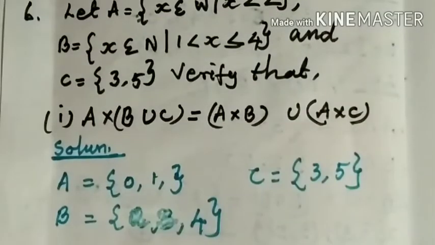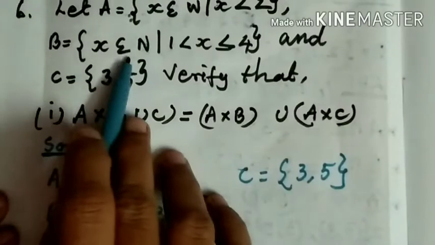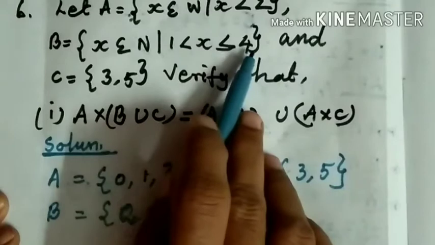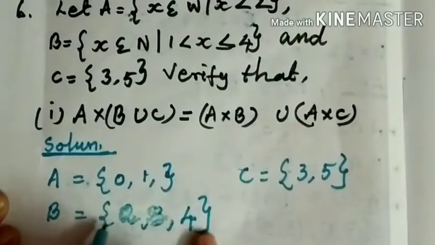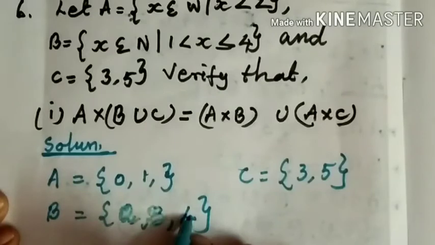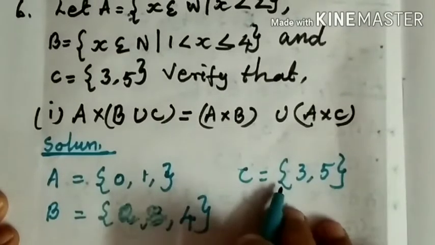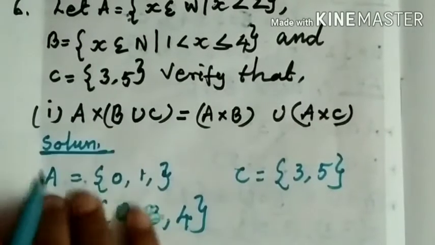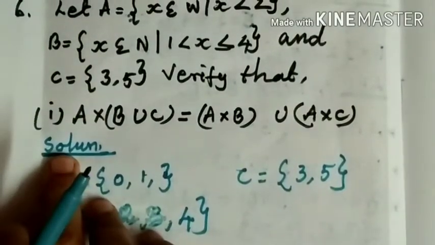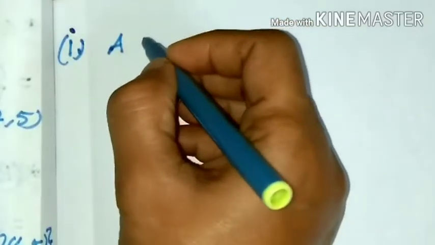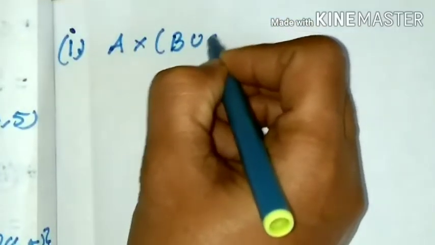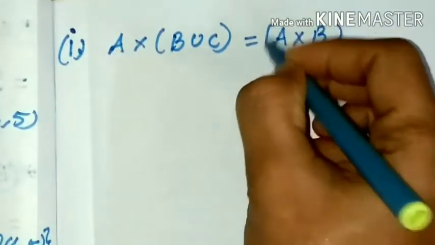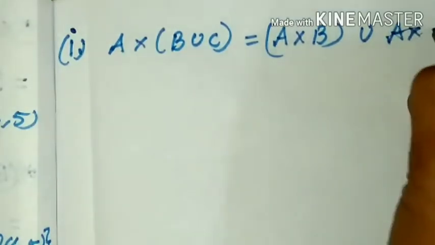Then set B equal to x belongs to natural number such that 1 less than x less than or equal to 4. That means set B equal to {2, 3, 4}. Then set C equal to {3, 5}, which is given in the question. So now come to the first subdivision: A cross (B union C) equal to (A cross B) union (A cross C).